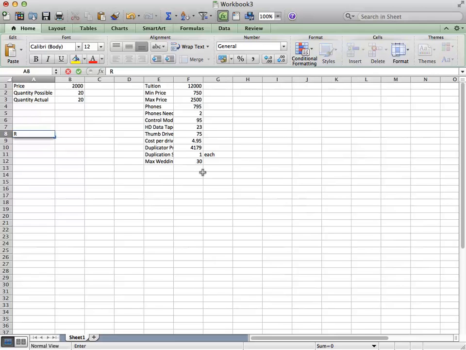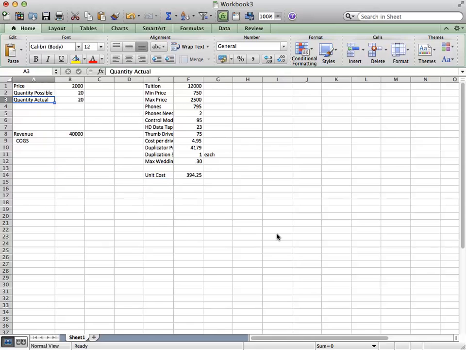Now our revenue is going to be equal to our price times our quantity actual. Our cost of goods sold, well first we need a unit cost per wedding. And his unit cost per wedding is equal to the cost of the HD data tape plus 75 times the cost per drive. So $394.25. And then potentially there's the cost of the duplication.